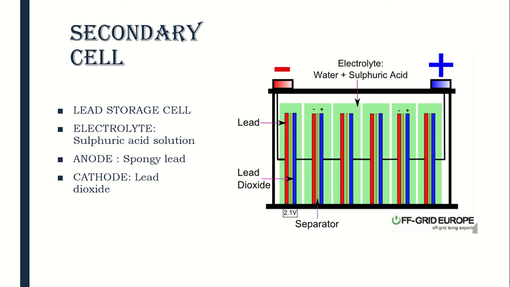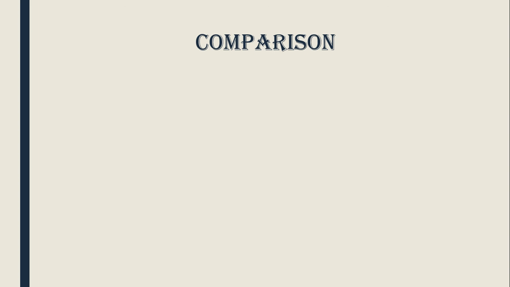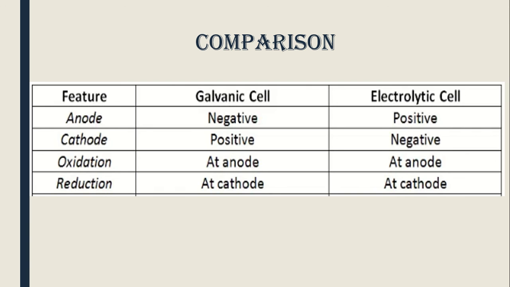Since we know that it behaves as a galvanic cell while discharging and as an electrolytic cell while recharging, let us compare the galvanic cell with the electrolytic cell. In case of a galvanic cell, anode is always negative and cathode is positive. In an electrolytic cell, anode is always positive and cathode is negative. In both the cells, oxidation takes place at the anode and reduction takes place at the cathode. You have done this in one of the previous worksheets also.